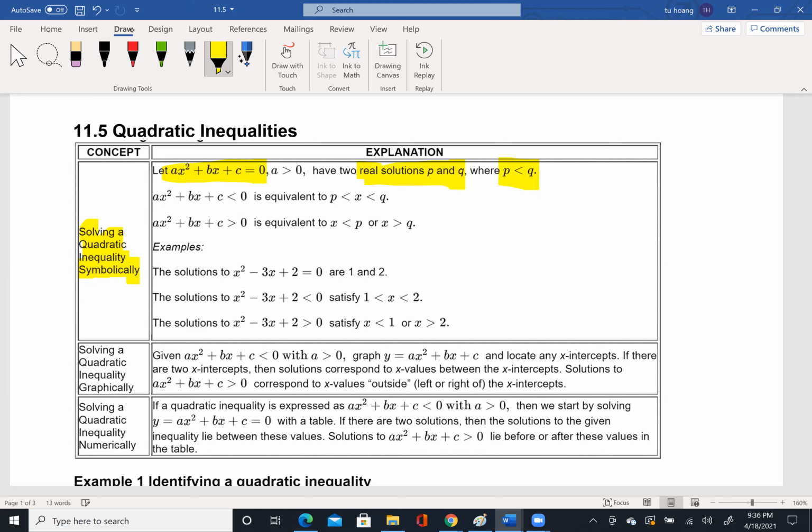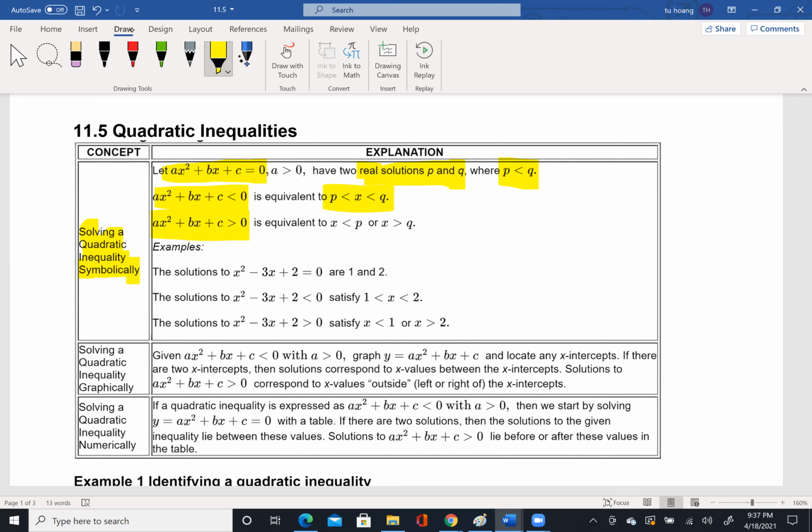where P is less than Q, then for the case that you are looking for the solution of the inequality ax squared plus bx plus c less than 0, the solution will be the interval in between P and Q, which is like x is greater than P but less than Q, something like that.